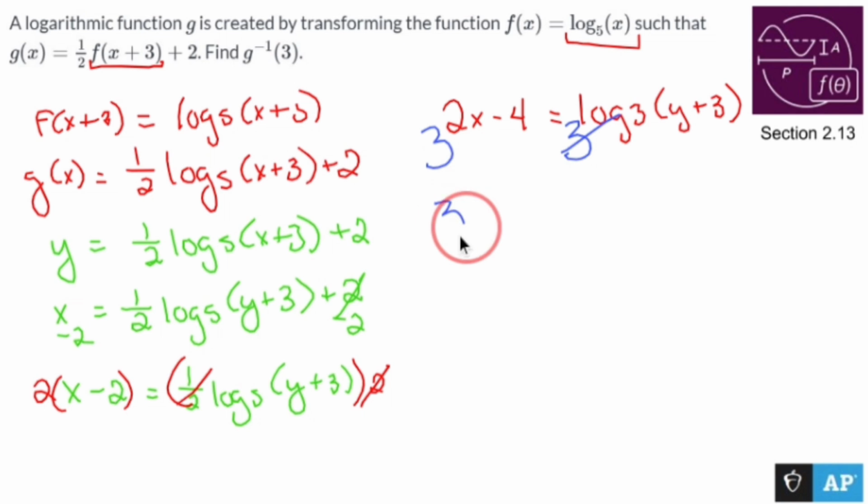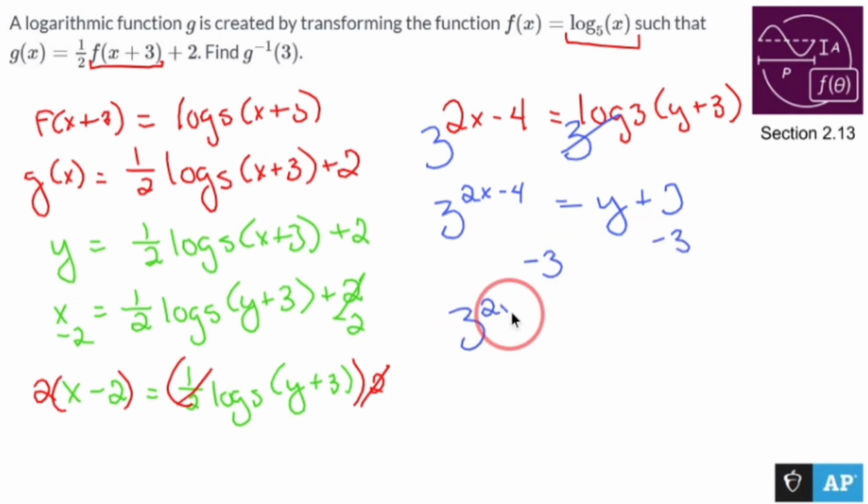Take 5 to the power of both sides, and that gets rid of the log base 5. And now I have 5 to the 2x minus 4 equals y plus 3. If I subtract 3 from both sides, I now have 5 to the 2x minus 4 minus 3 equals y. Well, it just so happens that y is now my g inverse. I got y all by itself, so now I can call it g inverse. Great. Gross. Not the end of the world.